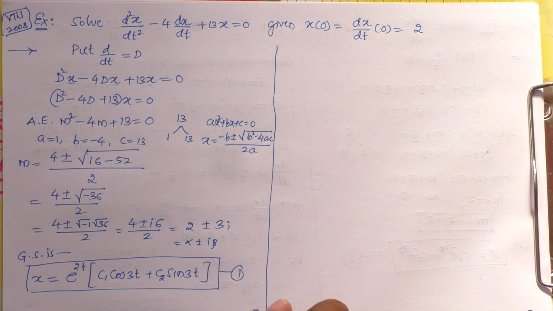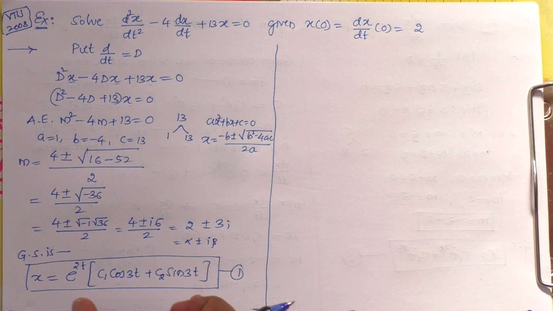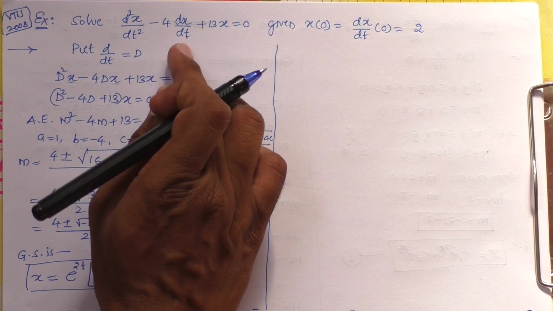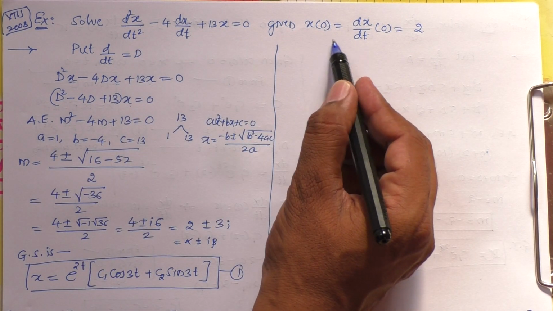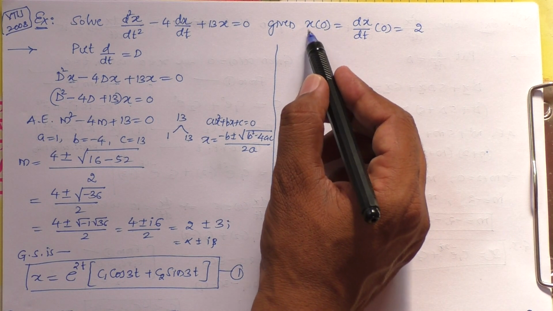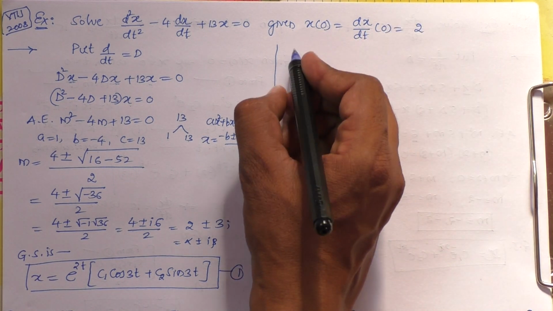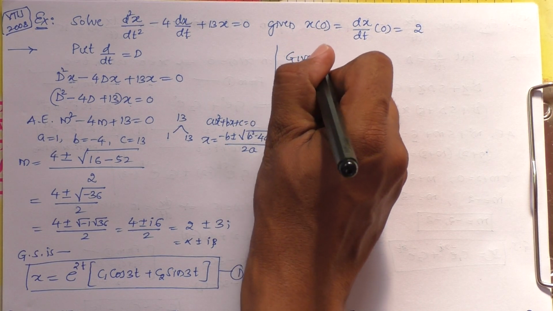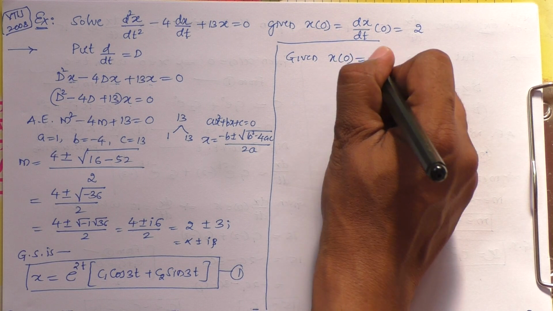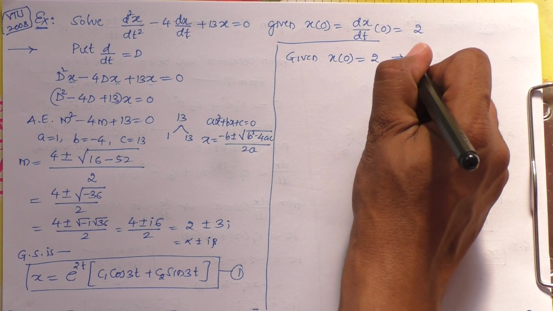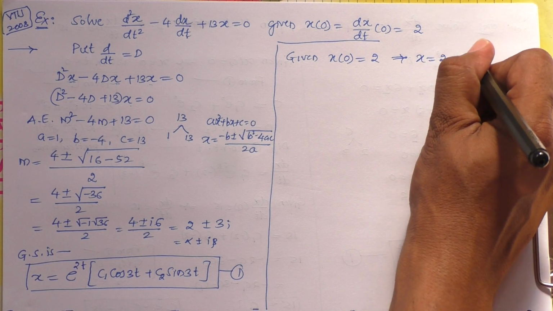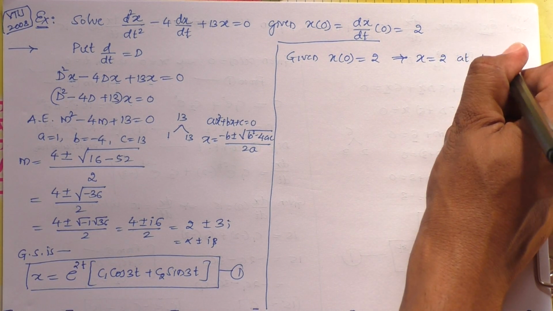So now what we need to do is, we got the general solution, but along with this initial value problem, along with the differential equation, we have initial conditions. So let us apply them one by one. First condition, x of 0 equal to 2. So given x of 0 equal to 2, it means x equal to 2 at t equal to 0.